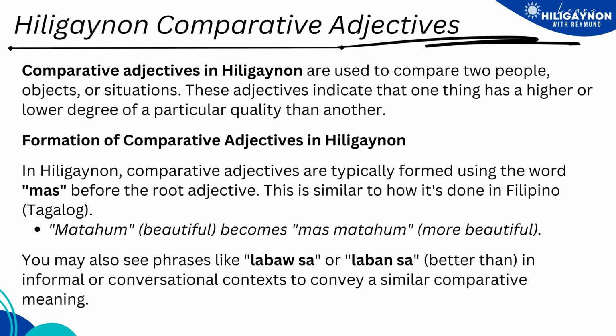Formation of comparative adjectives in Hiligaynon. So in Hiligaynon, comparative adjectives are typically formed using the word mas before the root word. This is similar to how it's done in Filipino or Tagalog. So we have the word matahom, that means beautiful, and it becomes mas matahom, more beautiful. We added the word mas.